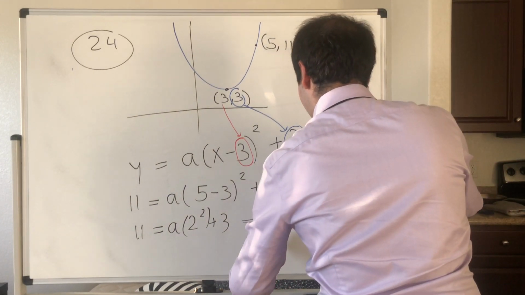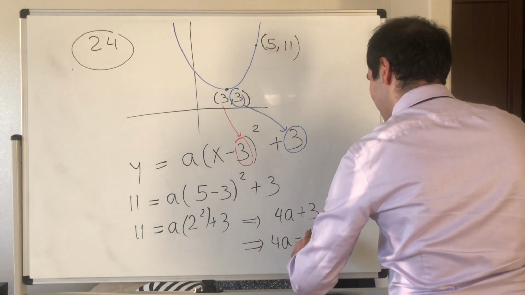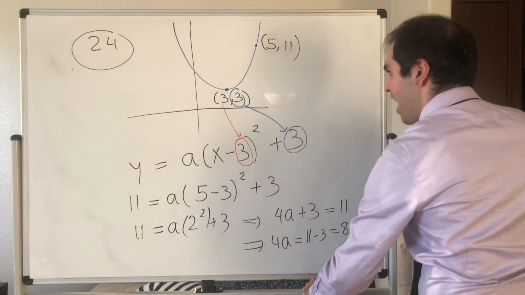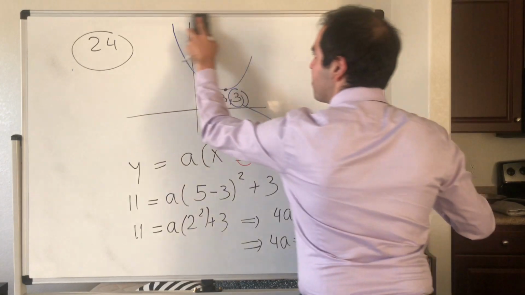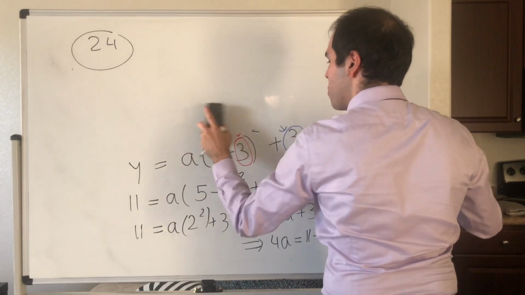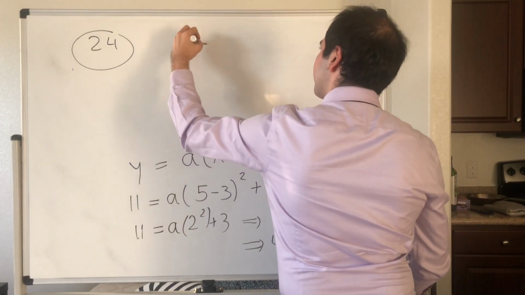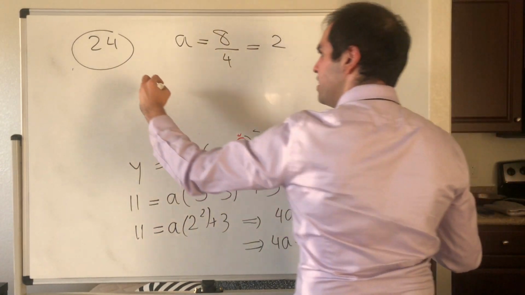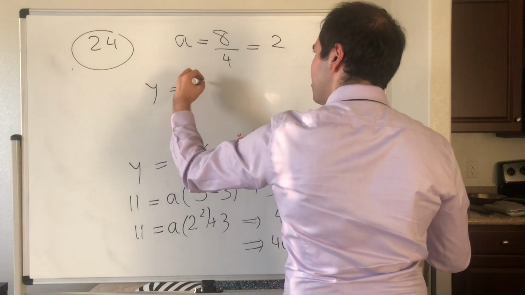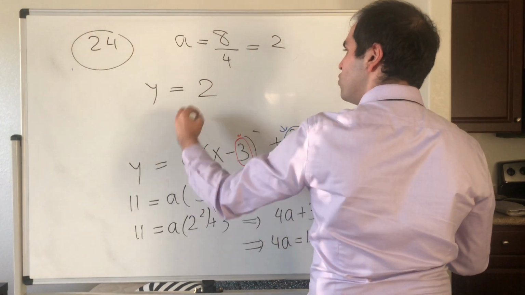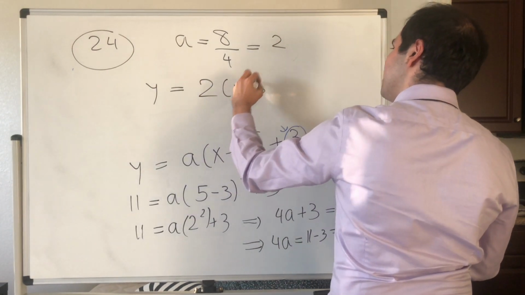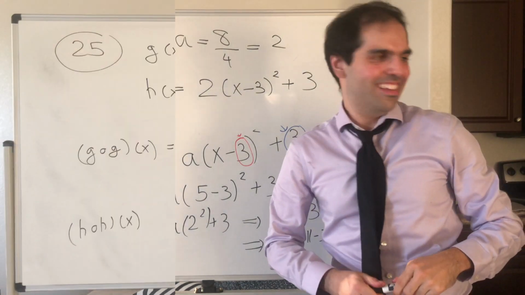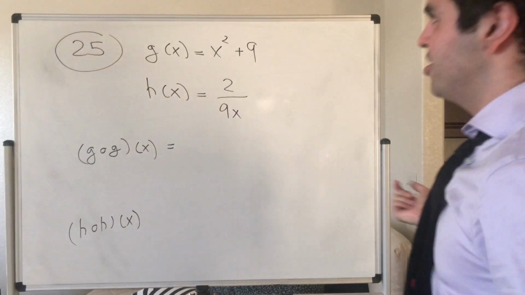And then 4a is 11 minus 3, and that's, I believe, 8. So a is 8 over 4, which is 2, which tells us in the end what the equation of this parabola is. y is 2 times (x minus 3) squared plus 3. How cool is that?